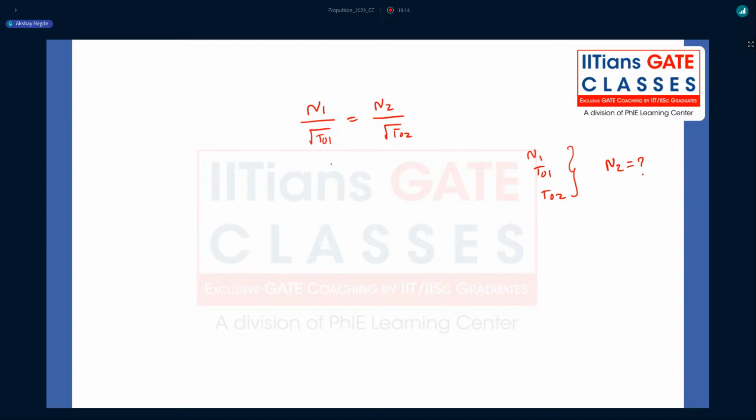So N1 is 15,000, T01 is 300 Kelvin, equal to N2, which is unknown, divided by the square root of 280 Kelvin. If you put that in, you should be able to get N2 equal to 14,491 RPM.